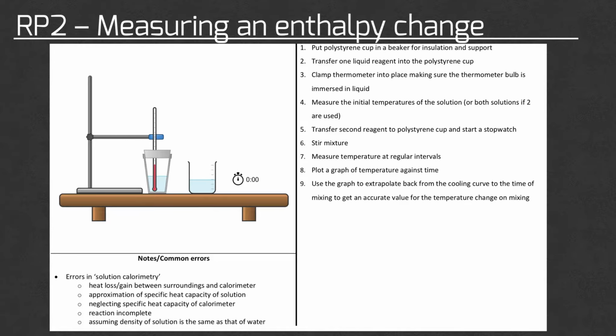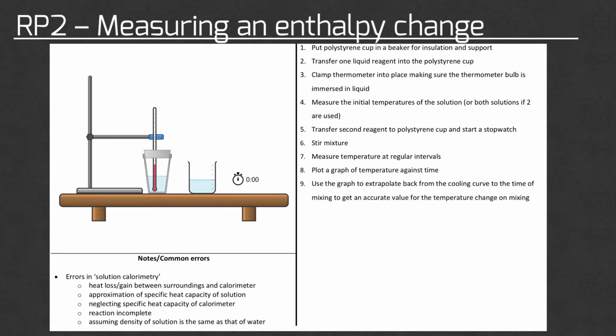There are two different methods we can use to measure an enthalpy change. In this case, you'd start by putting a polystyrene cup in a beaker for insulation and support. You'd then transfer the liquid reagent into the polystyrene cup, and you clamp a thermometer in place, making sure the bulb of the thermometer is immersed in the liquid to get an accurate temperature reading.